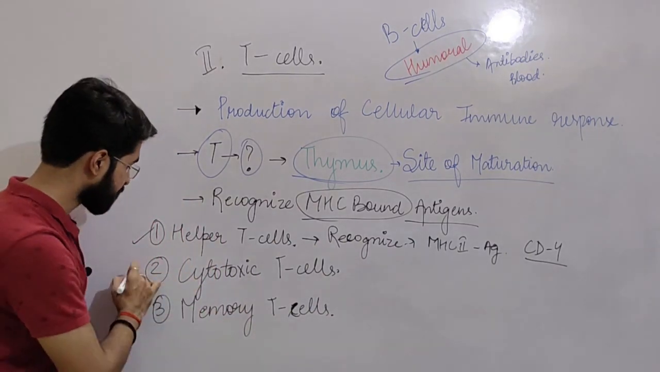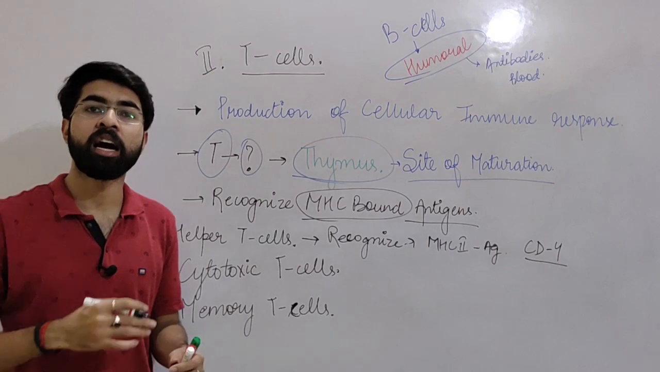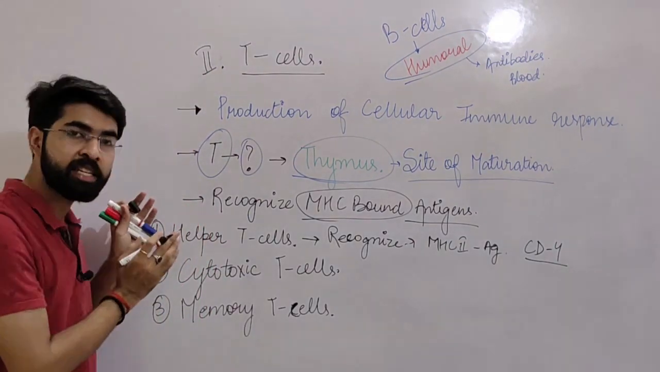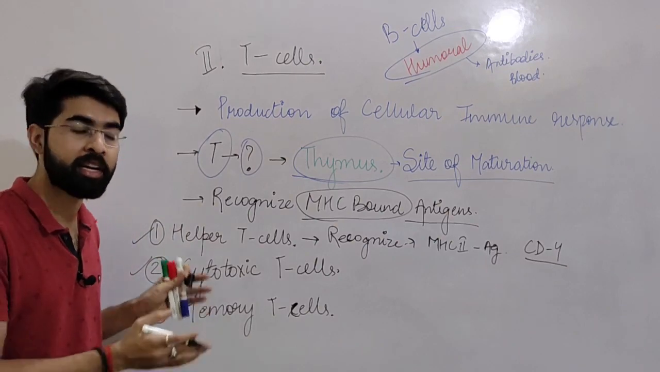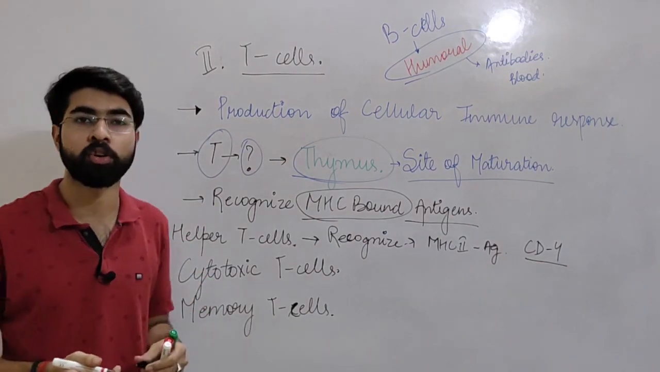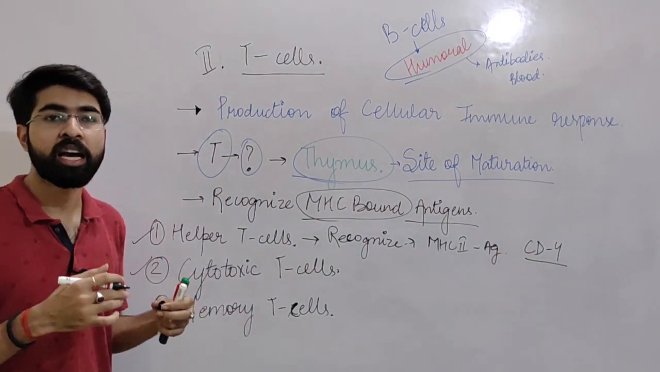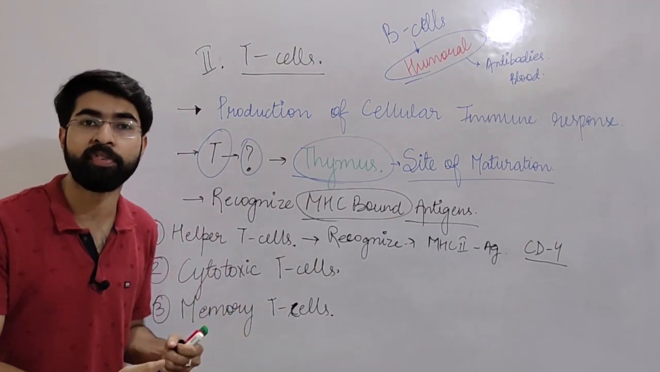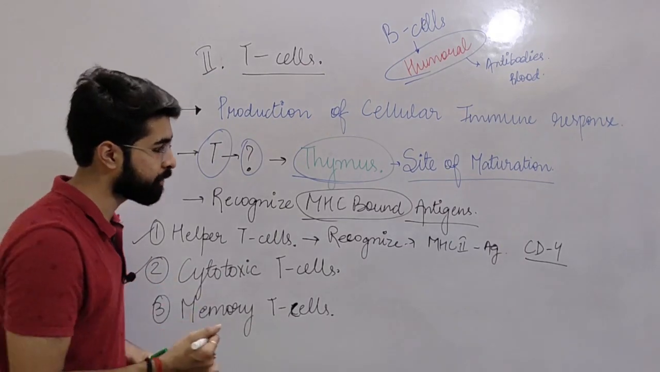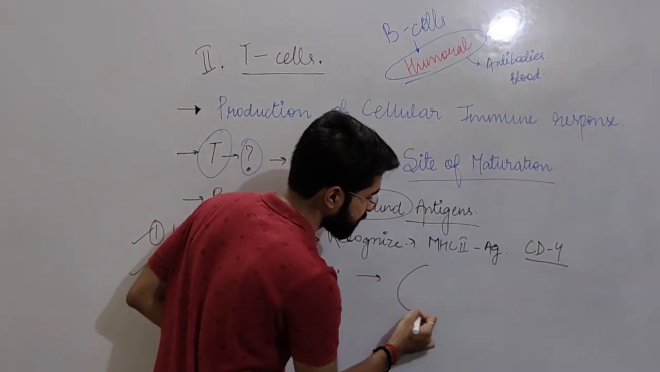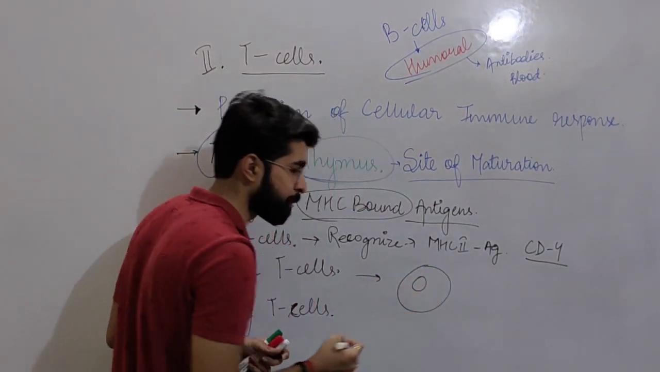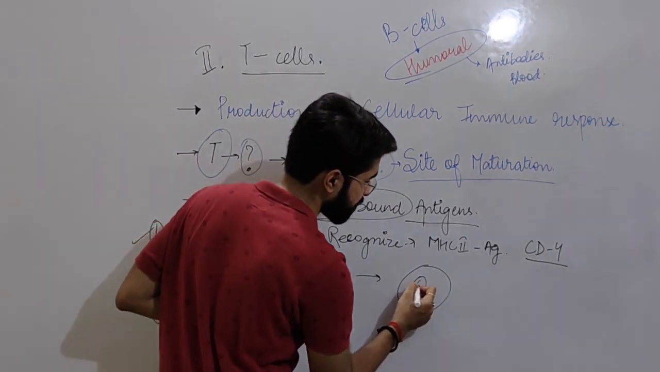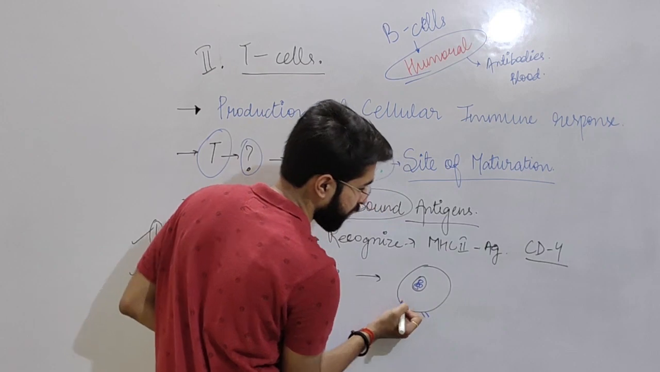The next are cytotoxic T cells. These are the cells that are activated and proliferated. These T cells, when activated and proliferated, get converted into cytotoxic T cells. These are very helpful in the monitoring and controlling of the virus infected cells. Let me give you an example. Suppose this is a cell which has been infected by virus. This virus gets into the nucleus and starts producing viral proteins.